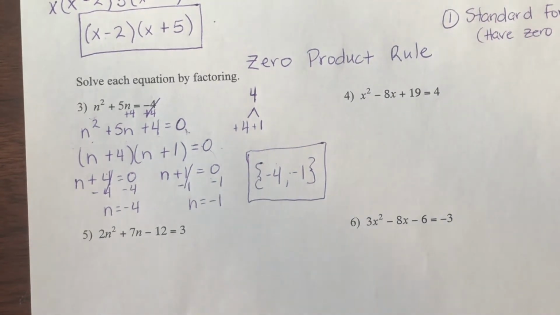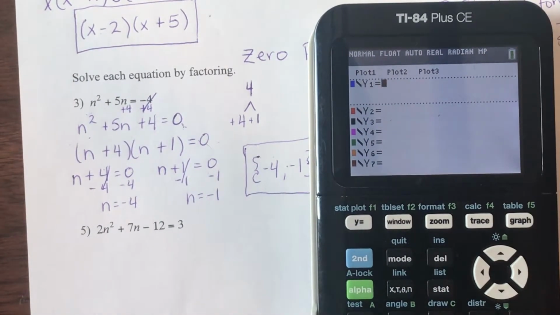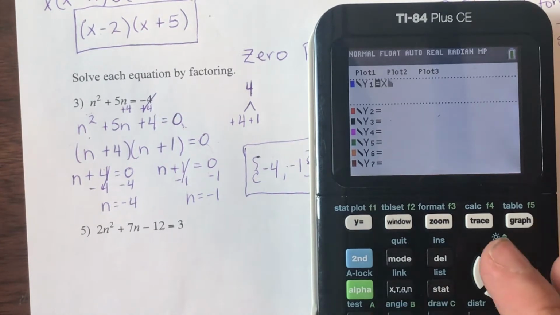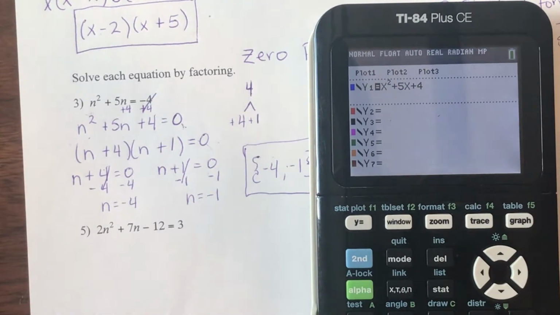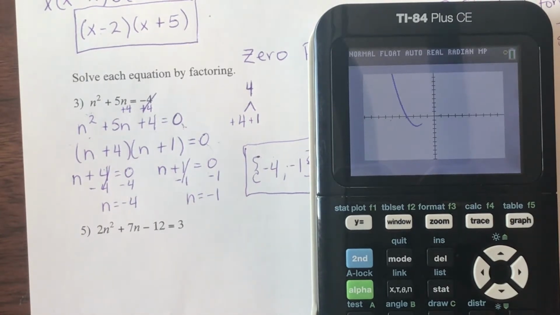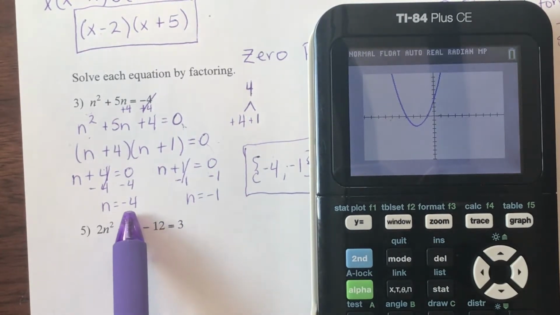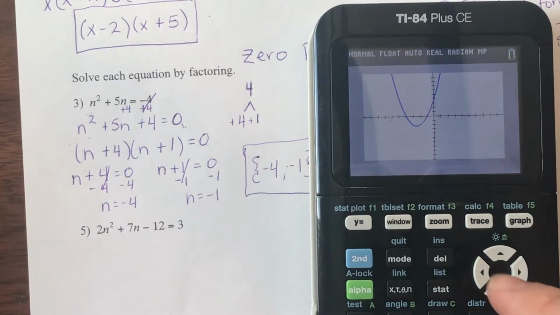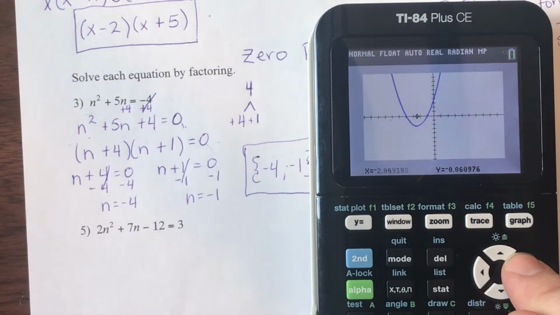And if we were to take this to another level and graph this, if we were to go to y equals and graph x squared plus 5x plus 4, and hit graph, I'm going to have my parabola. But what I want to show you is the zeros. What are our zeros here? Notice we got negative 4 and negative 1. If you scroll over here, you're going to see a 0 there at negative 4. And if you scroll to the right here, you're going to see a 0 there at negative 1.